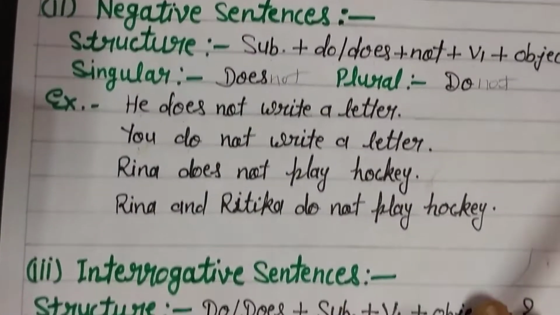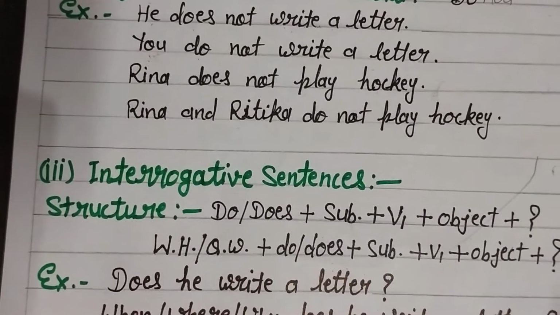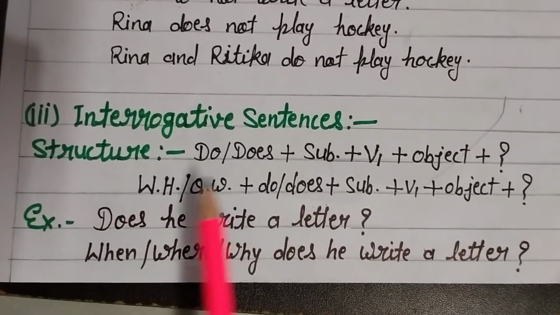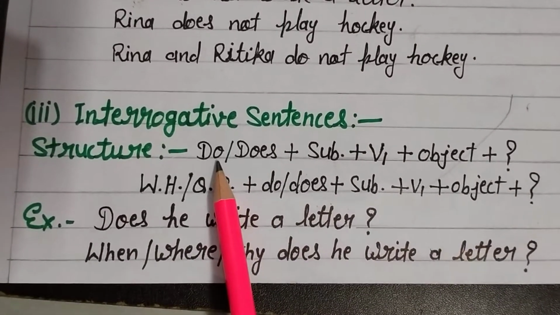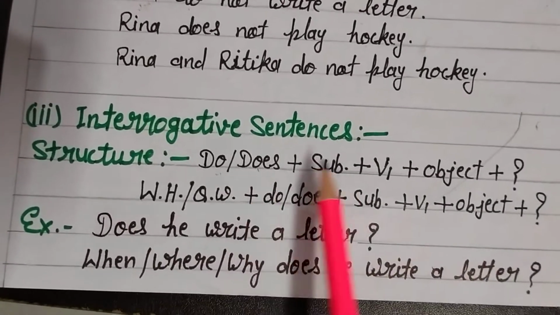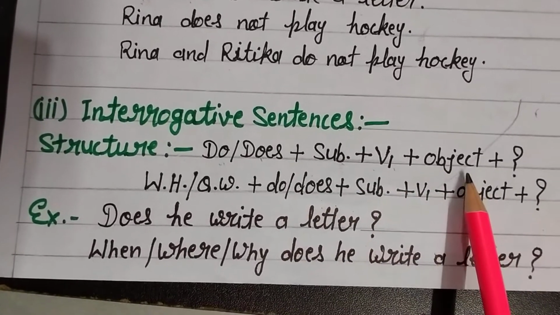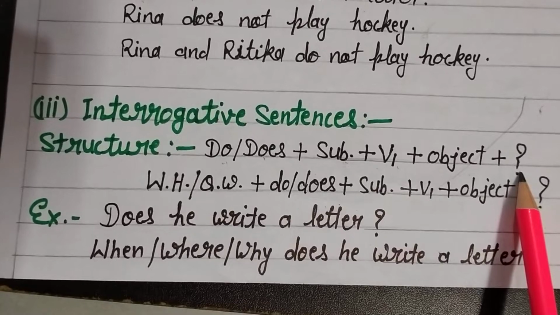Understand, all of you? And now interrogative sentences. Structure: do or does plus subject plus verb's first form and then object and then question mark.